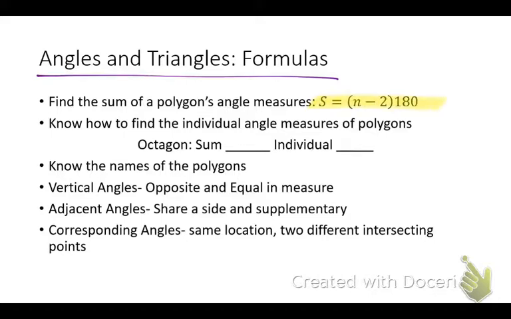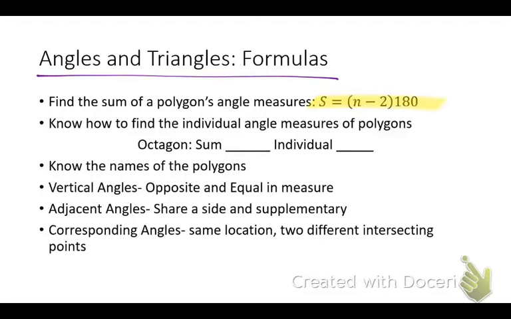You need to use the formula. So that's what you were asking about just a few minutes ago. The formula is n minus 2 times 180. All right. What does n stand for? The number of sides. How many sides are in the figure? So 6 minus 2 would be a hexagon. Minus 2 times 180 gives you the sum.